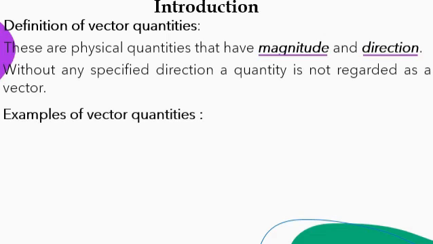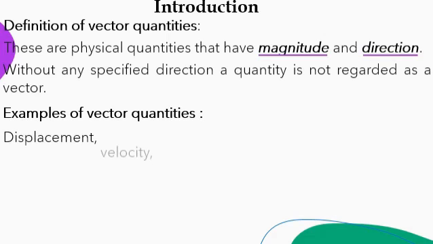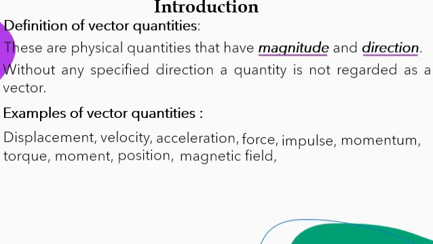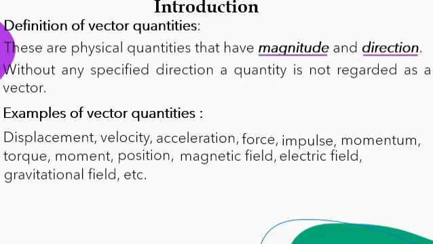Examples of vectors: we have displacement, velocity, acceleration, force, impulse, momentum, torque, moment, position, magnetic field, electric field, gravitational field, etc. There are several examples, but these ones are the ones you always come across more often. Okay, so why are these vectors? Because they are characterized by both magnitude and direction. In other words, anywhere you see any of these quantities listed, magnitude and direction are embedded in what they represent.